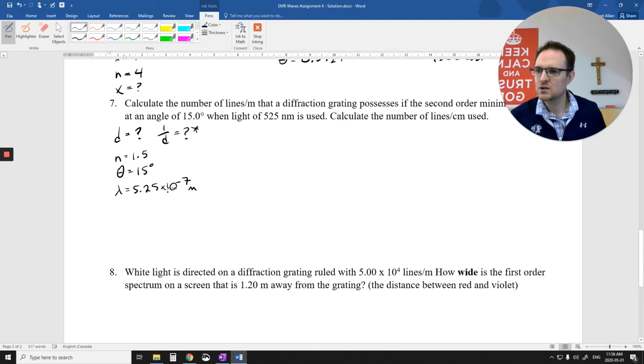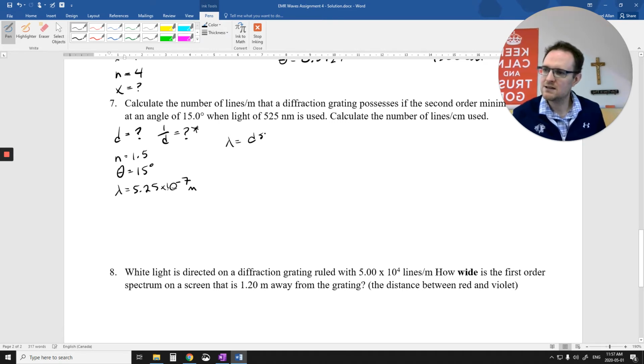And it says here calculate the lines per meter, and then here it says calculate lines per centimeter as well. Okay, I'll just find both. I'm looking at this right now. I have enough information just to solve for d. I should probably write out the formula first. Let's write out the formula.